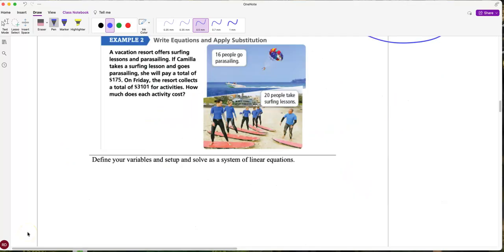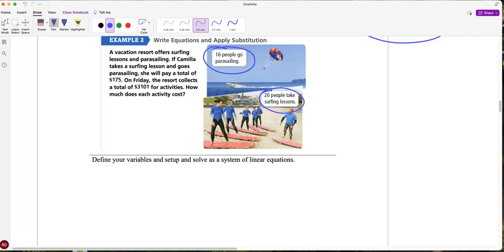Looking at the next one, a vacation resort offers surfing and parasailing. If Camilla takes a surfing lesson and goes parasailing, she will pay a total of $175. On Friday, the resort collects a total of $31.01 for activities. How much does each activity cost? And be sure to look at the little info: 16 people went parasailing and 20 people took surfing lessons.